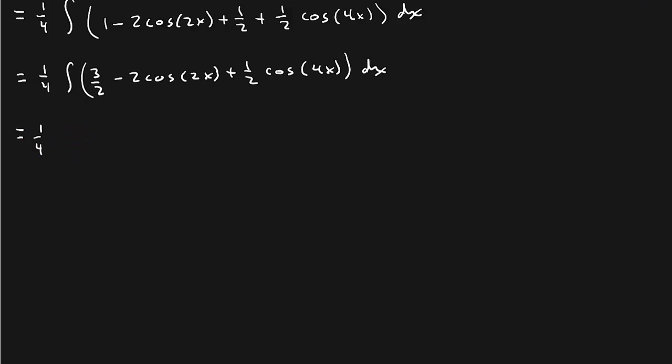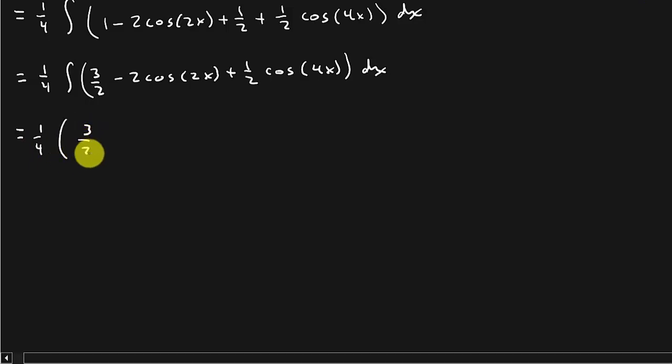So that's going to be 1/4 times 3/2 x, minus... now remember what I said here. On the last problem we used u substitution, let u equal 2x, and then du is 2dx. And here we could let u equal 4x, and then du is 4dx. But remember what I told you, whatever that is, we're going to multiply by the reciprocal of that. The reciprocal of 2 is 1/2. So 1/2 times 2 is 1, and the antiderivative of cosine is what?